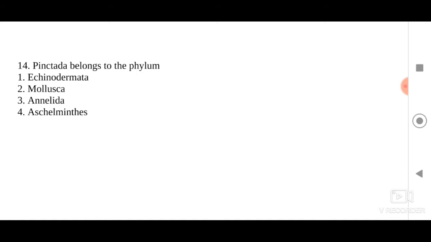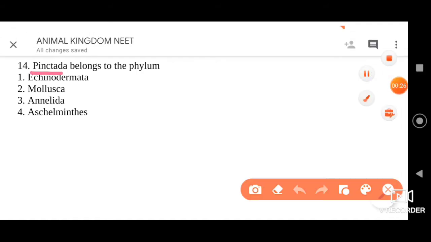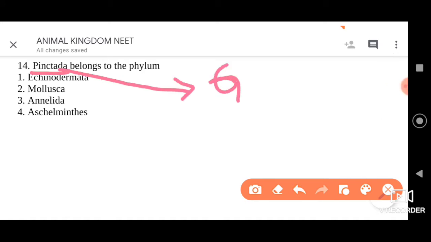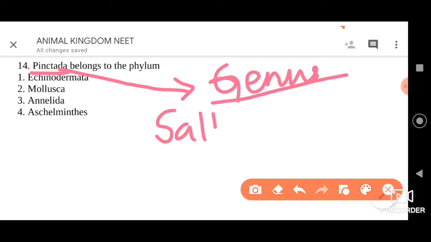Now, dear students, let me tell you a few aspects about the Pinctada. It is a genus of saltwater oysters. It is present in the salt waters. Or we generally say it as saltwater oysters.